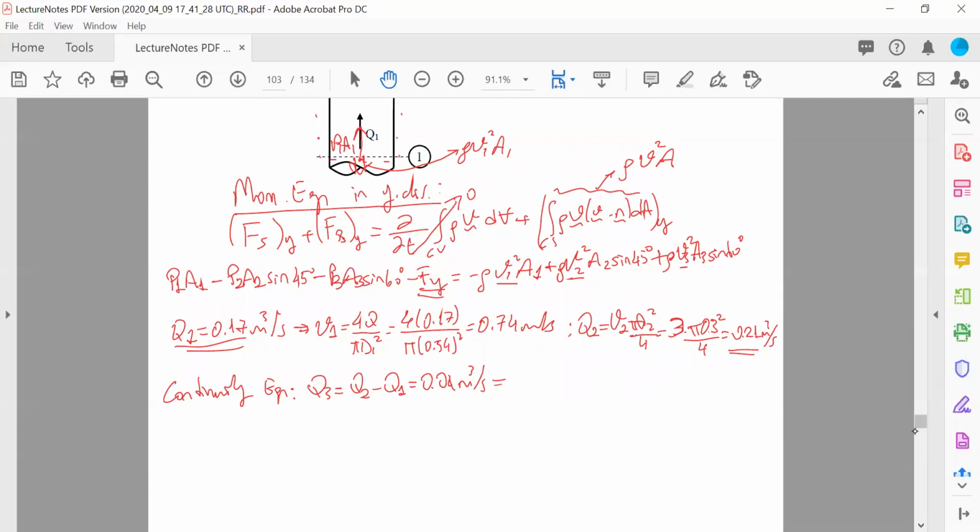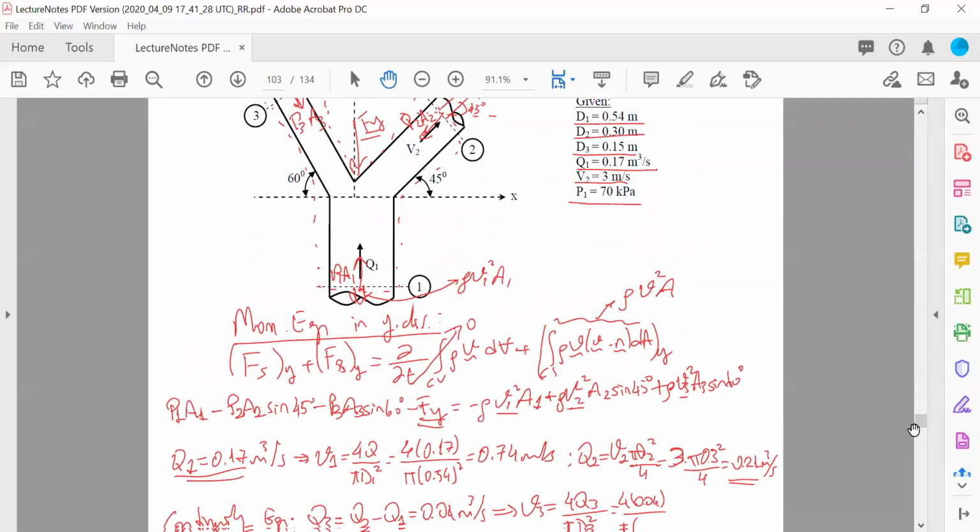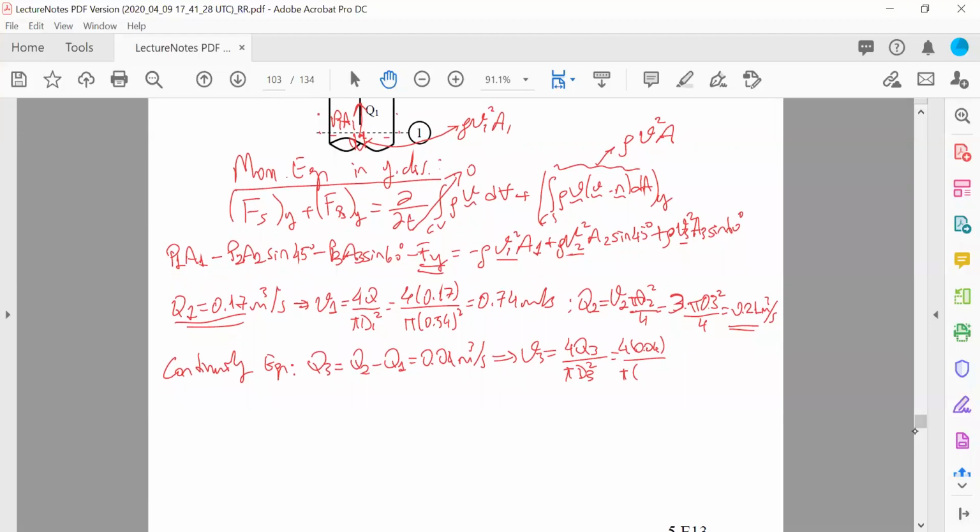And from here, V3 can be calculated. 4Q3 over pi D3 square. 4 times 0.04 over pi, D3 is 0.15, 0.15 square. This gives us 2.26 meters per second.